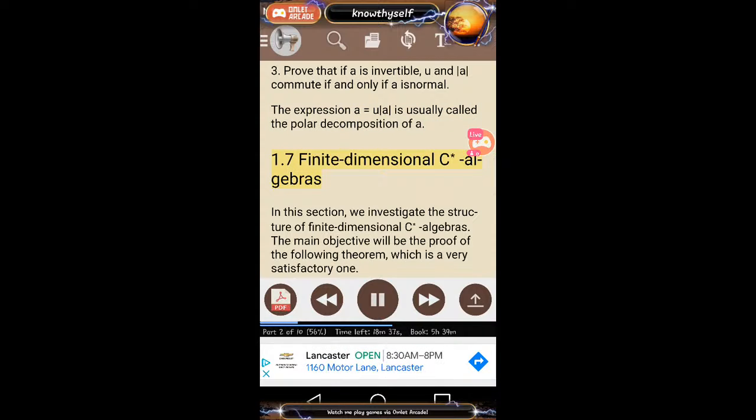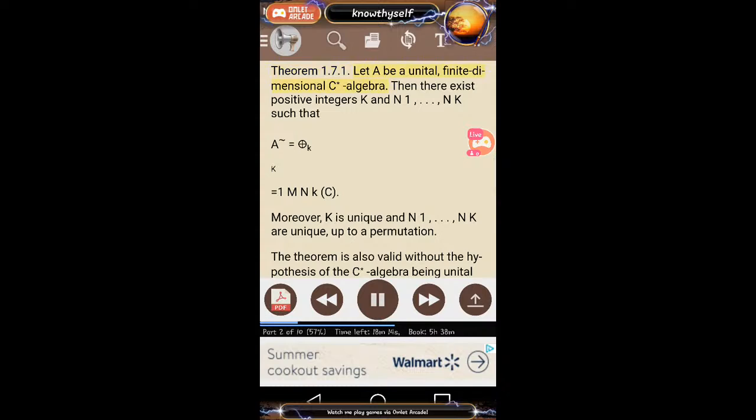1.7 Finite dimensional C*-algebras. In this section, we investigate the structure of finite dimensional C*-algebras. The main objective will be the proof of the following theorem, which is a very satisfactory one. Theorem 1.7.1. Let A be a unital, finite dimensional C*-algebra. Then there exist positive integers k and n1, ..., nk such that A is isomorphic to the direct sum of M_n_i(C), i equals 1 to k. Moreover, k is unique and n1, ..., nk are unique, up to a permutation.